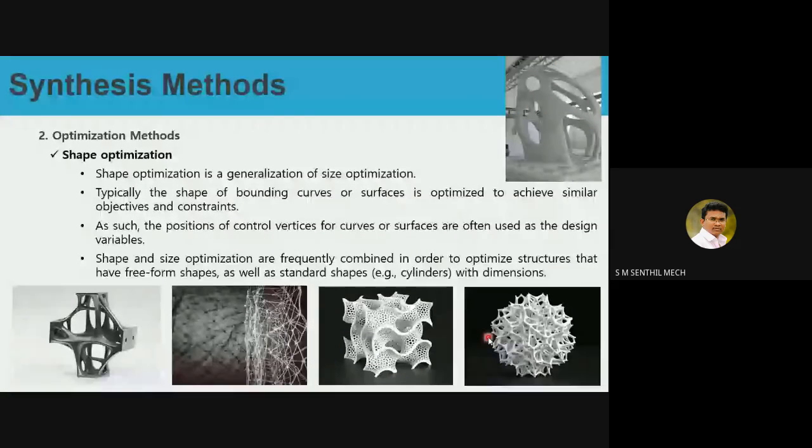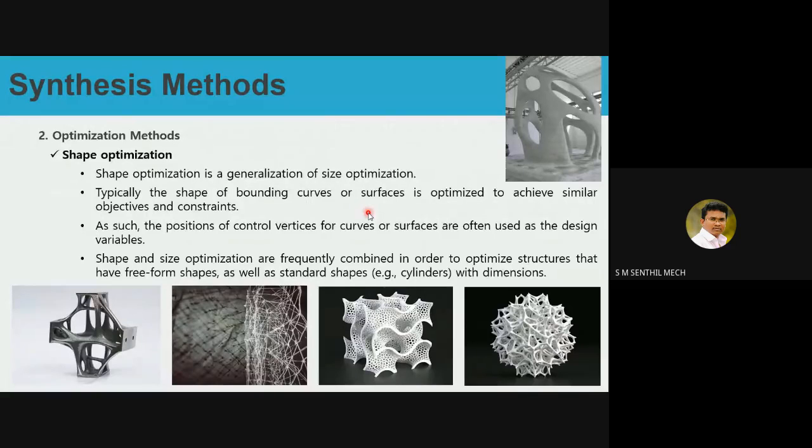So shape optimization is nothing but a size optimization. Whenever you're optimizing the size, of course, the shapes will change. Typically, the shape of a bounded curve or a surface is optimized to achieve similar objectives. If you have a very sharp corner, that will be a point of high stress concentration. Always, the sharp corners will be the first to break.